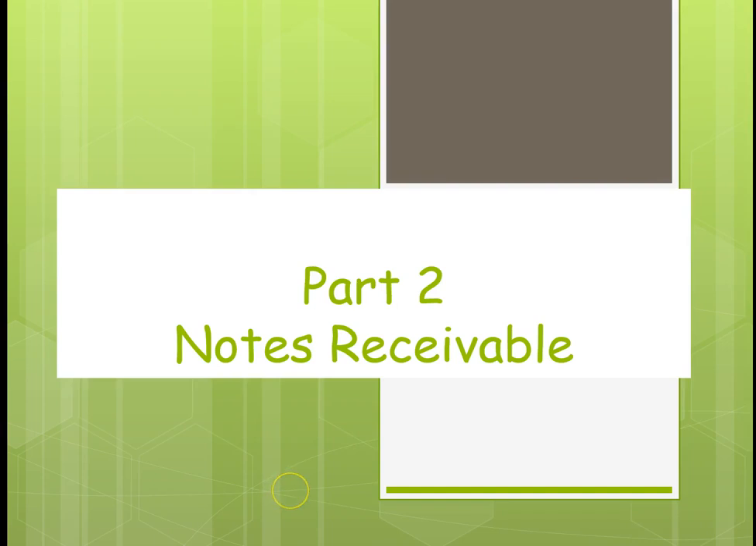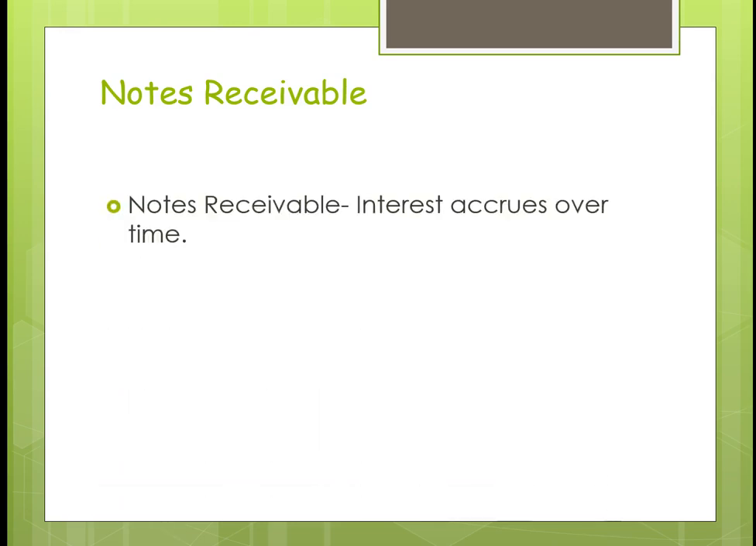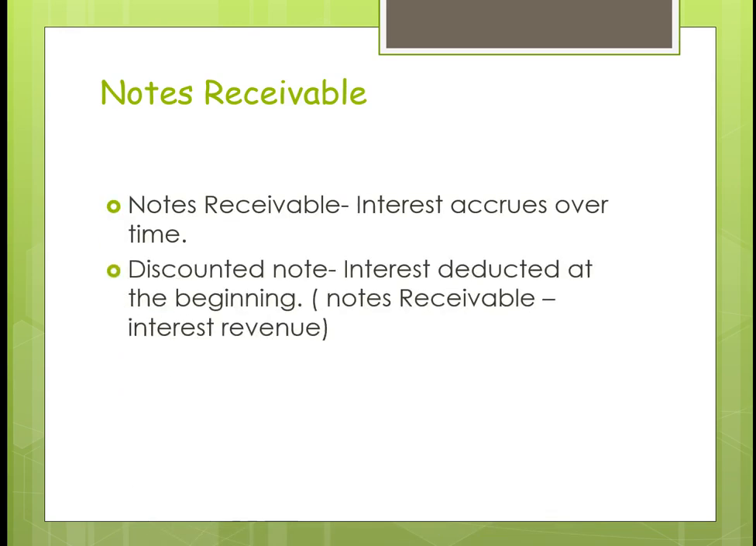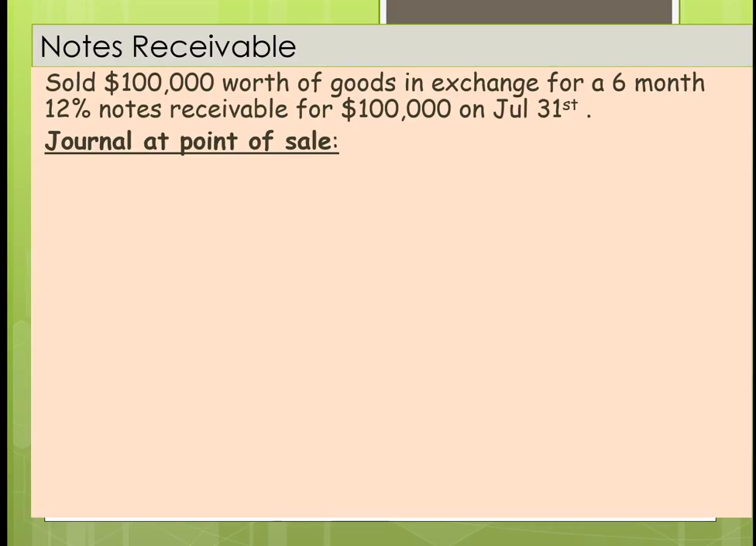Part 2, now we're going to cover notes receivable. Notes receivable: interest accrues over time. Discounted note, interest deducted at the beginning. Zero interest notes, interest is implied. So now we're going to go through examples of all three of these.